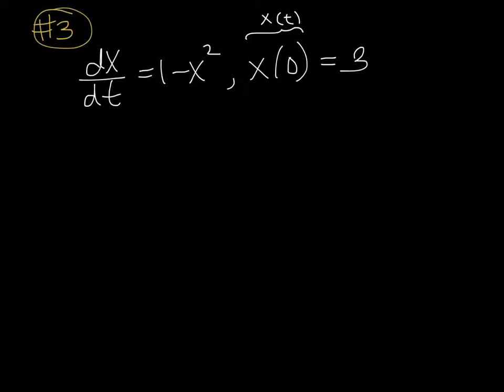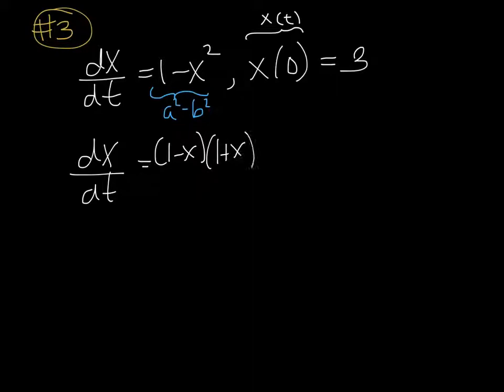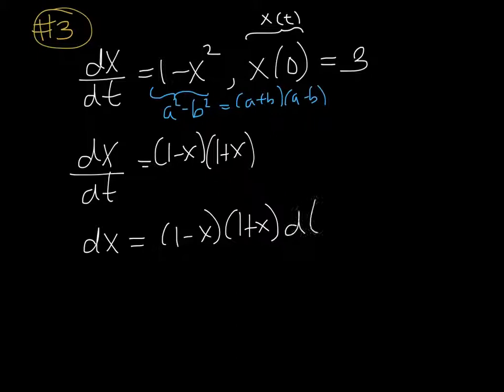But what I want you to notice is this guy right here. This is a difference of two squares, right? That's a squared minus b squared. We know that from algebra. So dx/dt is equal to 1 minus x times 1 plus x, right? That's what the difference of two squares is. If you FOIL this out, you're going to get a squared minus b squared. Okay, so we wanted it in this certain form, and now I'm going to cross multiply, so I get dx equals 1 minus x times 1 plus x dt.